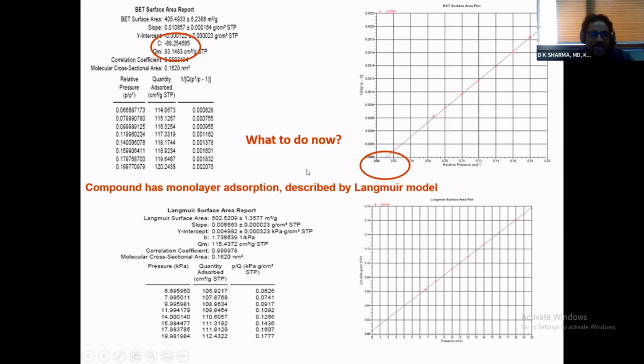In such cases, once you have tried everything and still C doesn't become positive, or the y-intercept doesn't become positive, the best way is to apply a Langmuir model. And the Langmuir model will give you a surface area of 502, where BET says 405 here. A clear jump of about 20%, 25%.